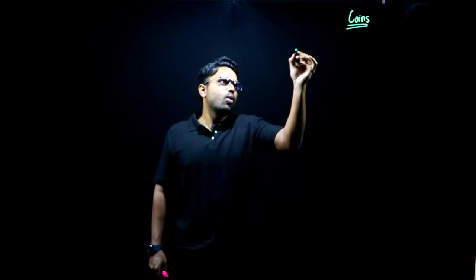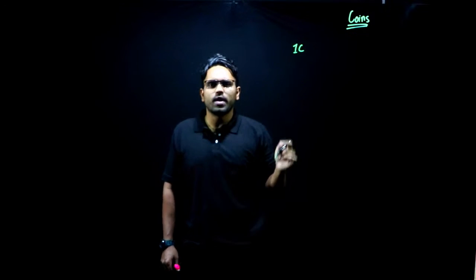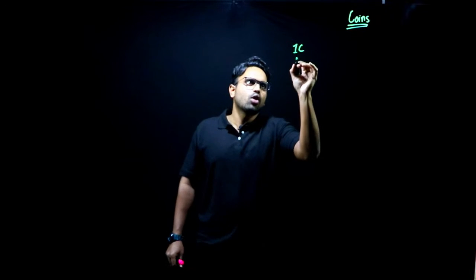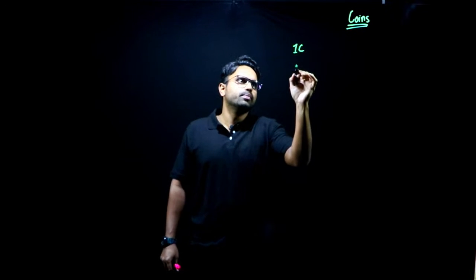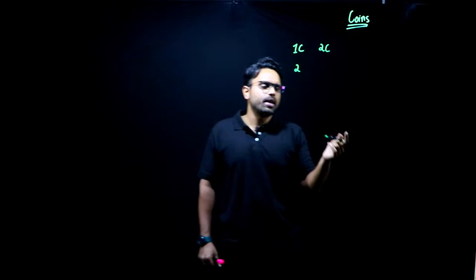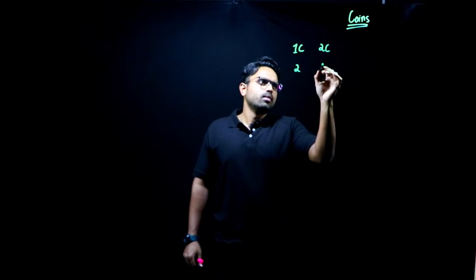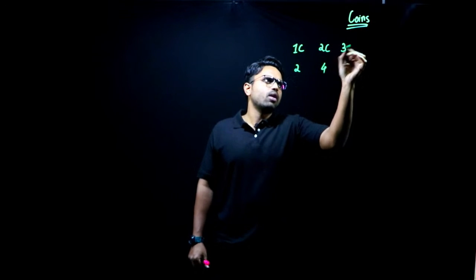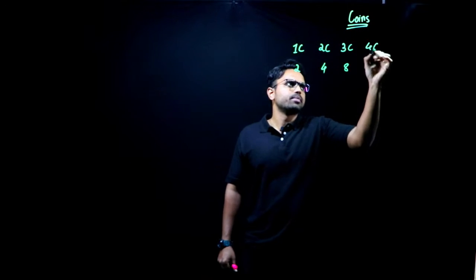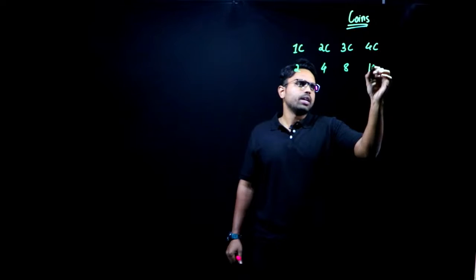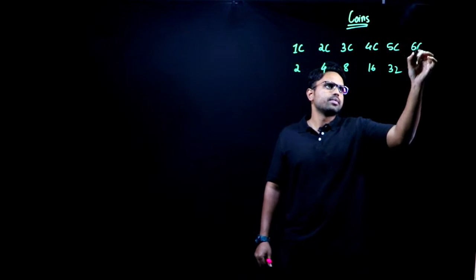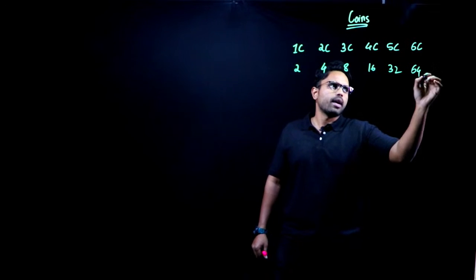If I toss one coin, my first question to you: how many possible outcomes are there? It can be a tail or a head. So how many possible outcomes? 2. If I toss 2 coins, how many possible outcomes? 4. If I toss 3 coins, 8. If I toss 4 coins, 16. If I toss 5 coins, 32. 6 coins, 64, and so on.